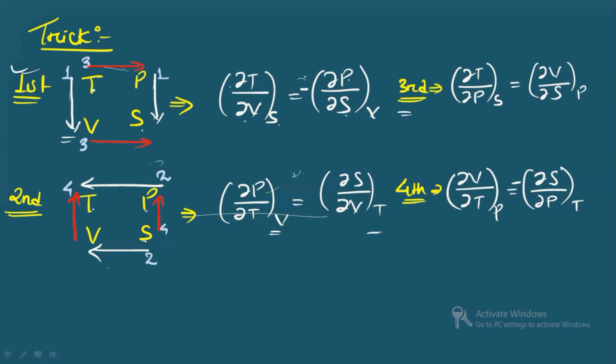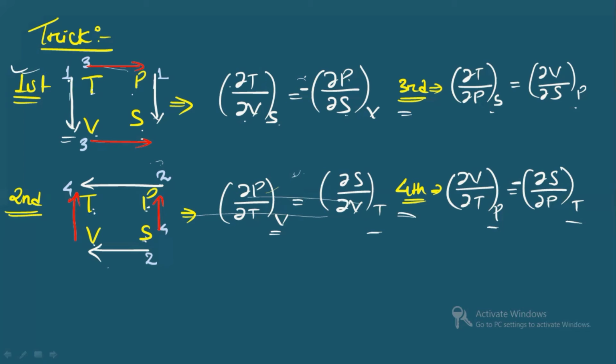Now we will see the third one. For the third one the arrow sign is in this direction. So you will write del T del P equals del S del P. Clear? Here the constant is P, here the constant is T. Now S and P in the derivative on the right hand side are together, so there will be a negative sign here. All right, so this is how you can do the Maxwell equations using the trick.